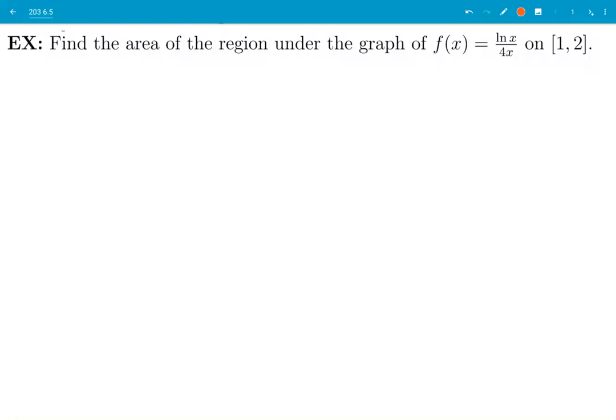Okay, a more complicated example. I'm going to find the area under the graph. I don't want to try to sketch this exactly, though you technically could with your Cal 1 skills. I just want to convince myself that everything makes sense here. ln of 1 is 0, and ln of x is actually positive if x is bigger than 1.